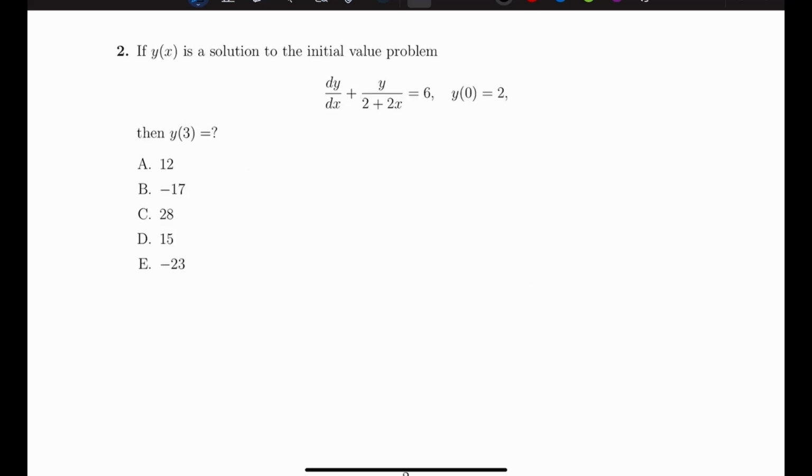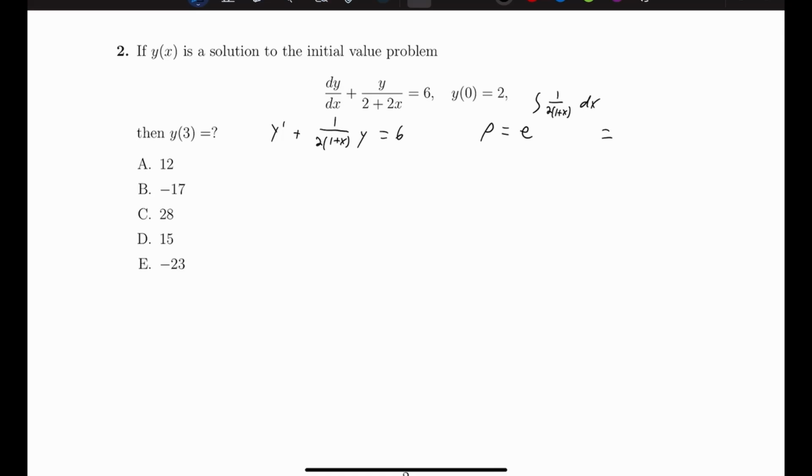Problem number 2, you should right away recognize that this is a linear differential equation. I first always like to rewrite this as y prime plus 1 over 2 times 1 plus x y equals 6. And now we can go straight to finding our integrating factor here. Remember that will be e to the integral of this coefficient here. So e to the integral of 1 over 2 times 1 plus x dx.